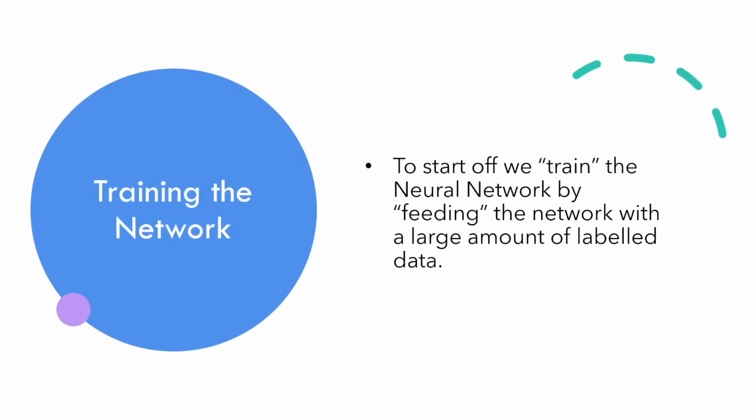One crucial step after creating a neural network is training the neural network to function properly. How we train a neural network is by feeding the network a large amount of data that is already labeled so the network can understand what is exactly what.